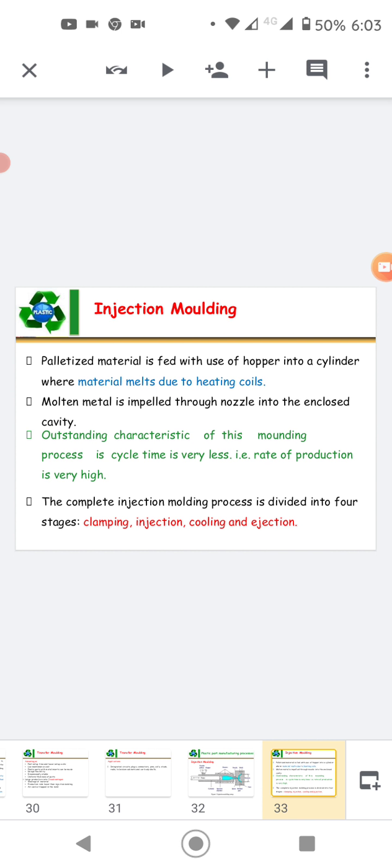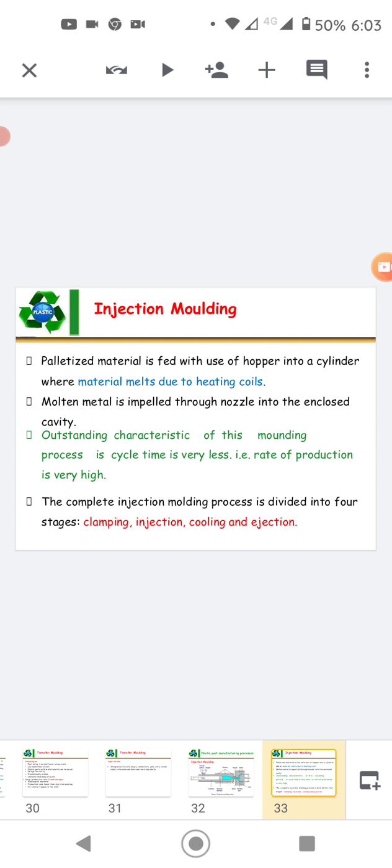In injection molding, pelletized material is fed using a hopper into a cylinder where the material melts due to heating coils. Molten material is impelled through the nozzle into the enclosed cavity. Outstanding characteristics of this molding: the cycle time is very short and the rate of production is very high.